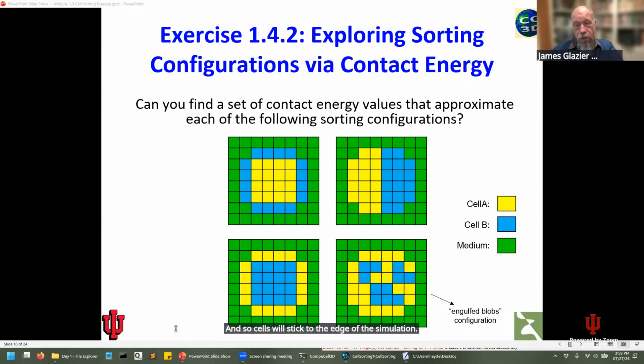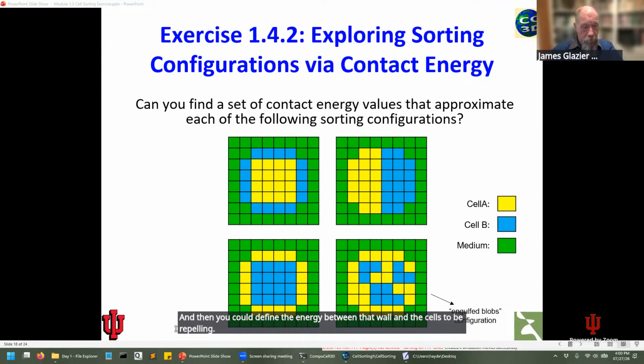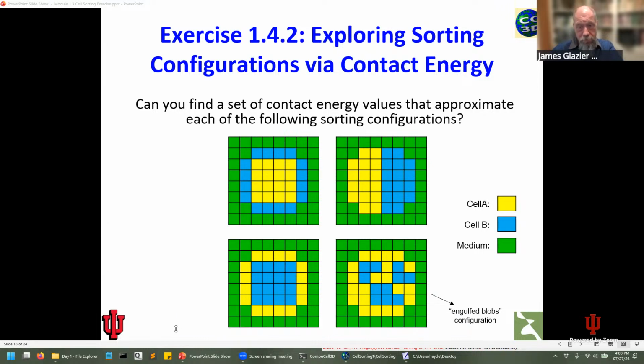So if you want to avoid that, you have two choices. You can either use periodic boundary conditions, or you can put a layer of frozen cells as a wall around the edge, and then you can define the energy between that wall and the cells to be repellent. So that's a great observation.